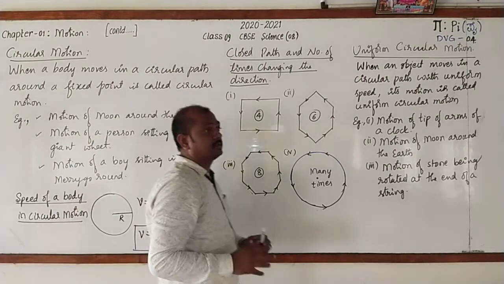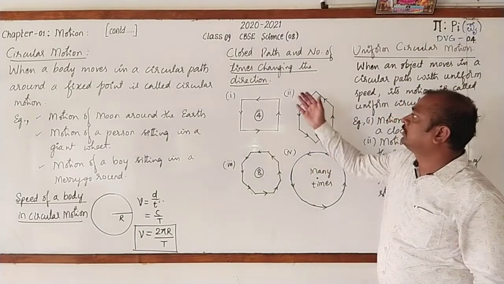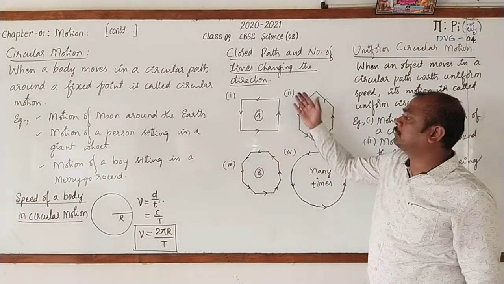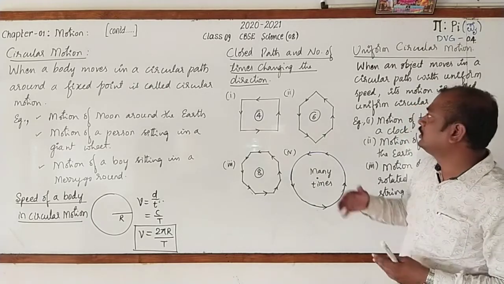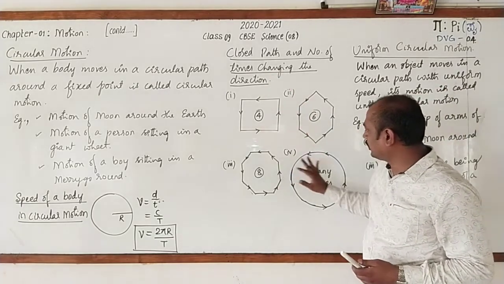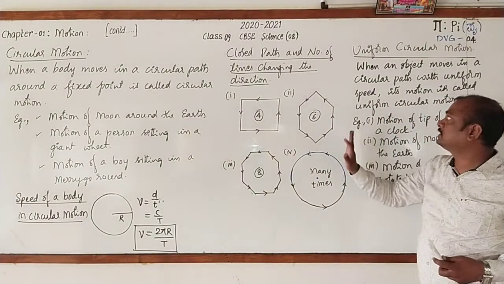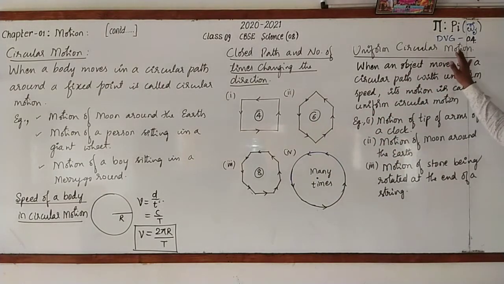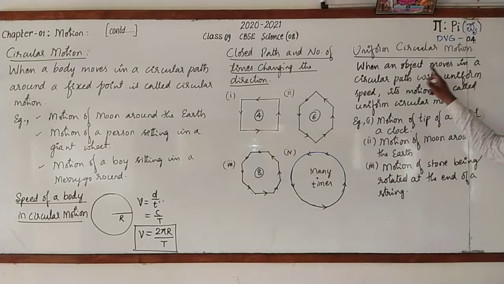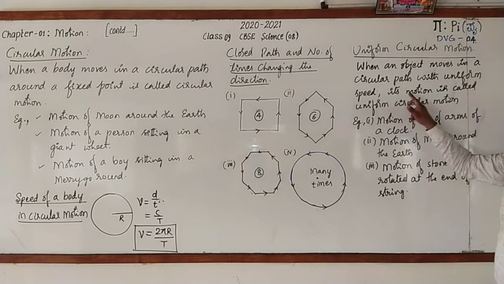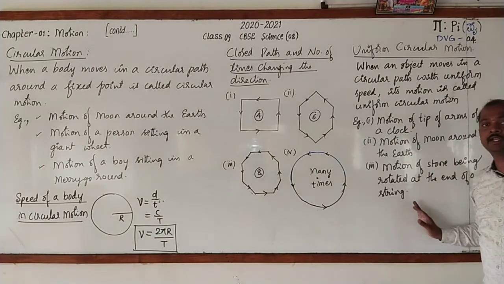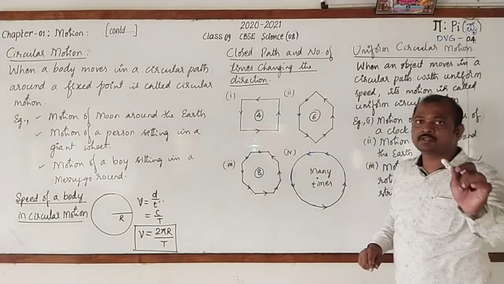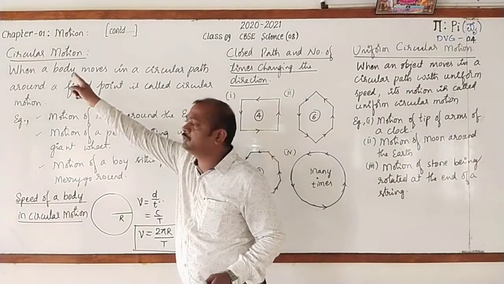Next, we have come to know the different closed paths in which the body is moving and how many times it changes its direction. So here 4 paths are given. You have to write this one. Then after this, I have given the definition for uniform circular motion. When an object moves in a circular path with a uniform speed, then its motion is called uniform circular motion, and these are the 3 examples. Okay, so quickly pause the video and copy from there to here.